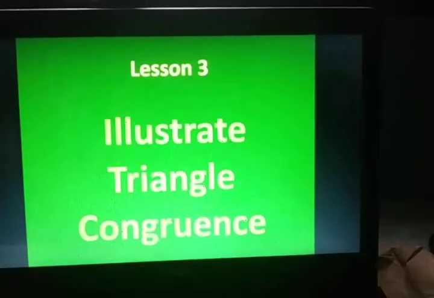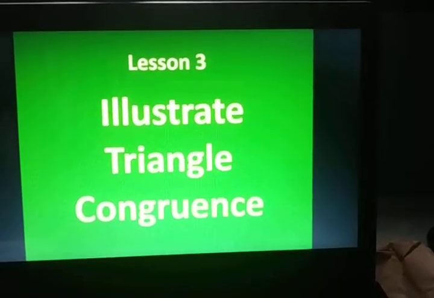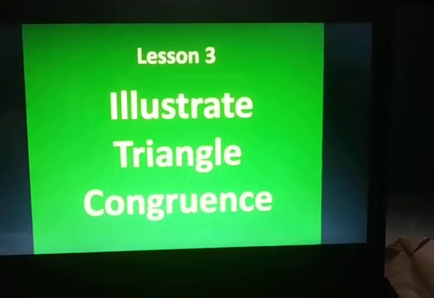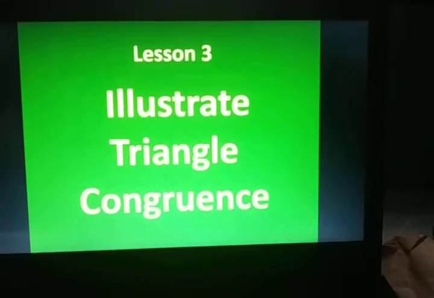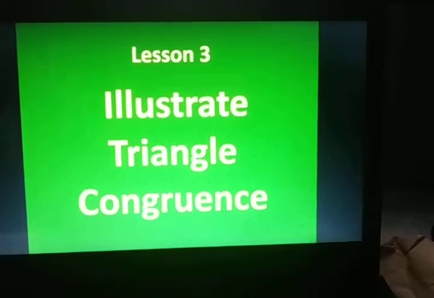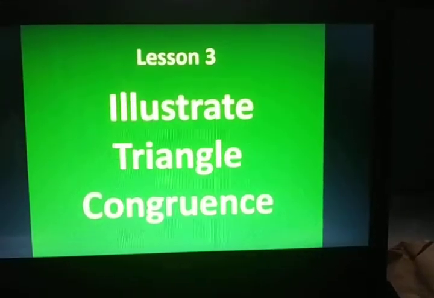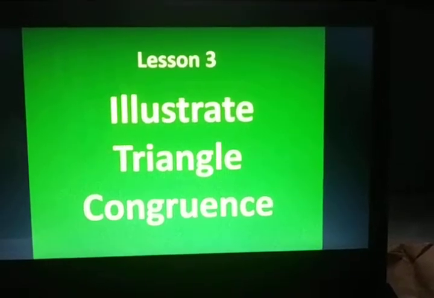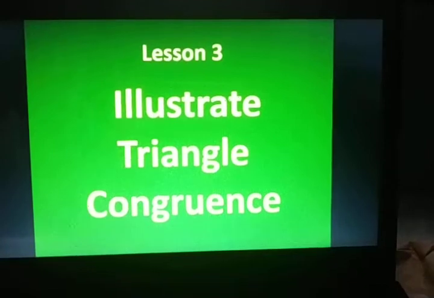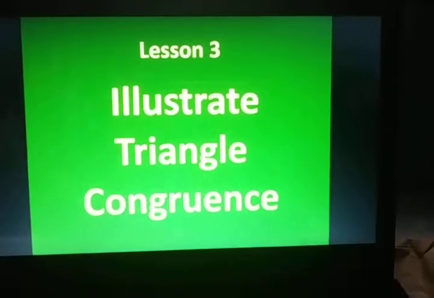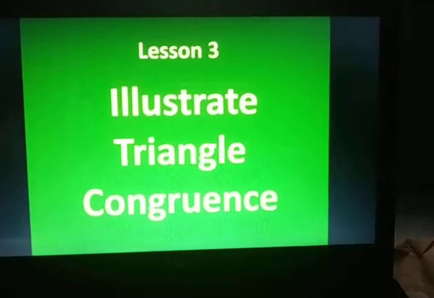This is entitled Illustrating Triangle Congruence. You know triangles, right? This is a polygon with 3 sides and 3 angles, from the word triangle, which means 3 angles. Congruence means equality. Another name for equal is congruent. So let's illustrate whether the two triangles are congruent, or triangle congruence.